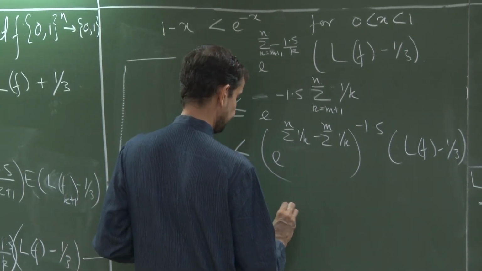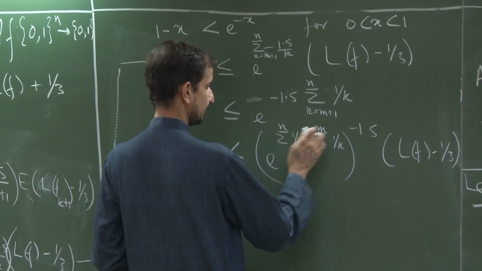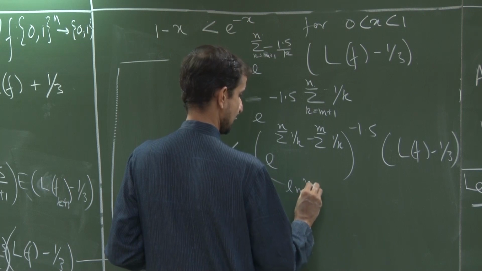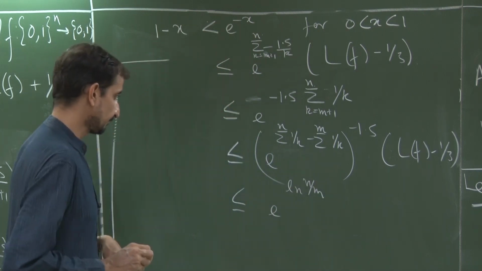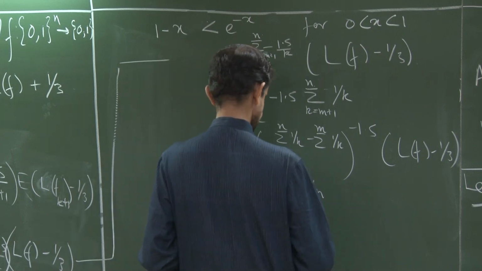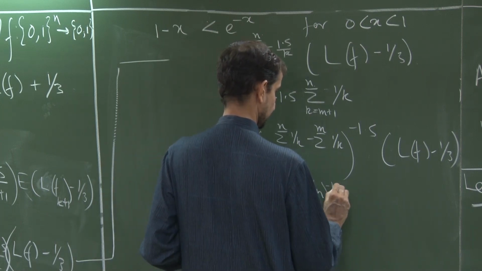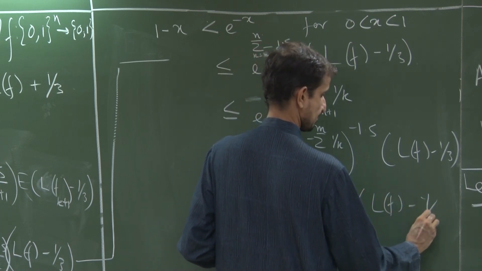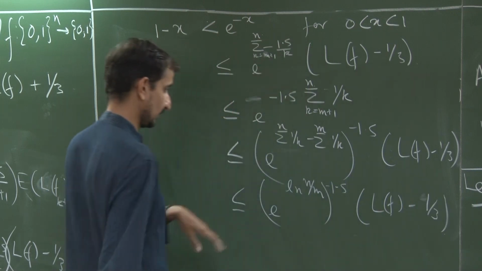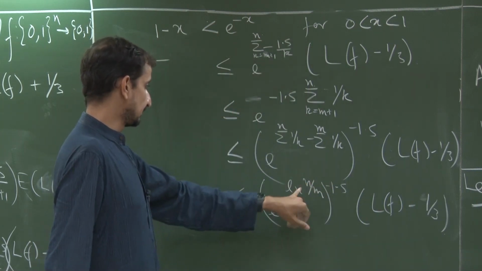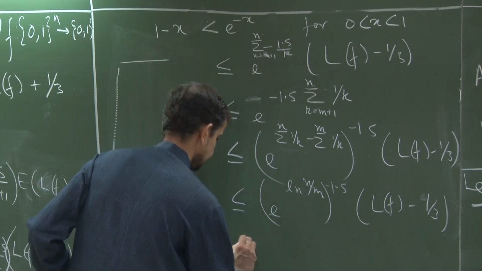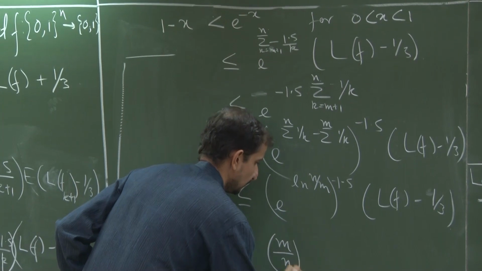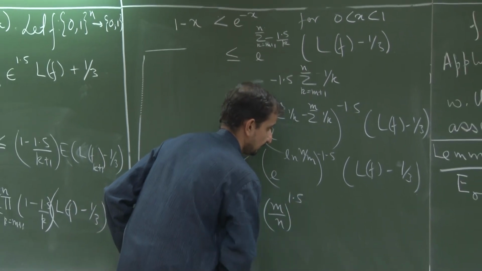So, this would become e to the power ln n minus e to the power ln m, which is e to the power ln of n by m, whole to the power minus 1.5 times, minus 1/3. So, taking the minus inside, I will have m over n. So, this becomes equal to m by n to the power 1.5.